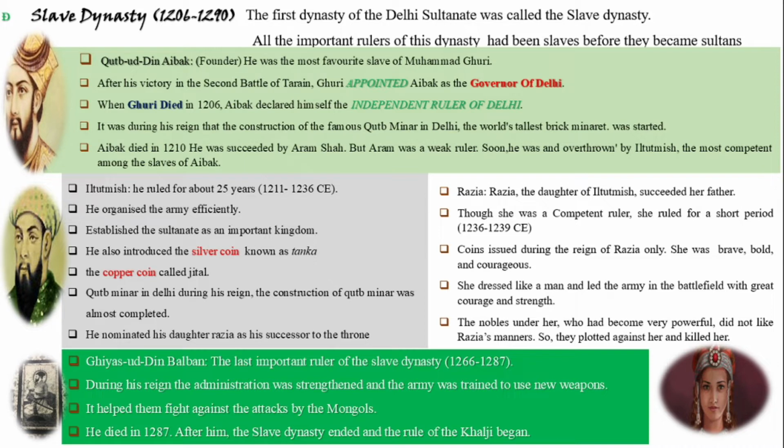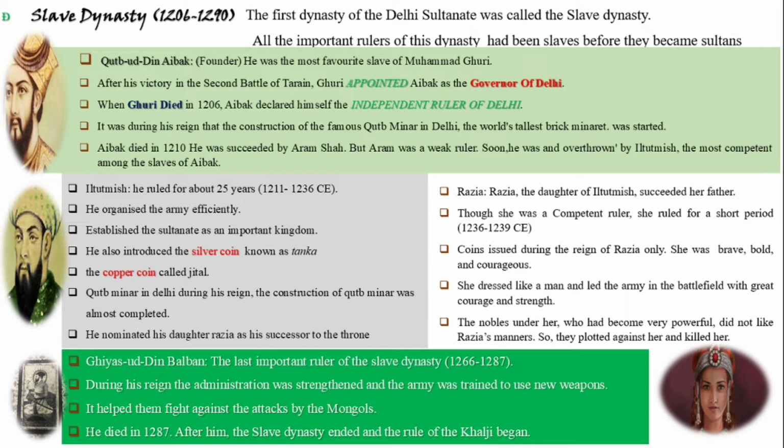He was overthrown by Iltutmish, the most competent among the slaves of Aibak. Iltutmish ruled about 25 years, from 1211 to 1236. He organized the army effectively, and he established the Sultanate as an important kingdom. He also introduced two coins: silver coins and copper coins. The silver coin is known as Tanka, whereas the copper coin is known as Jital.